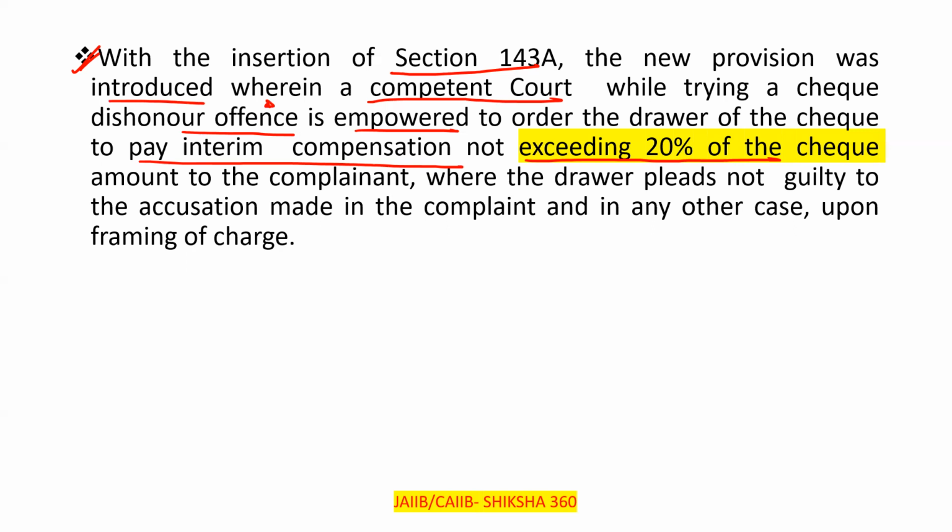That is, not exceeding 20% of the check amount to the complainant, where the drawer pleads not guilty to the accusation made in the complaint, and in any other case upon framing of charge. Clear? So the interim compensation here is not exceeding 20% of the check amount to the complainant.